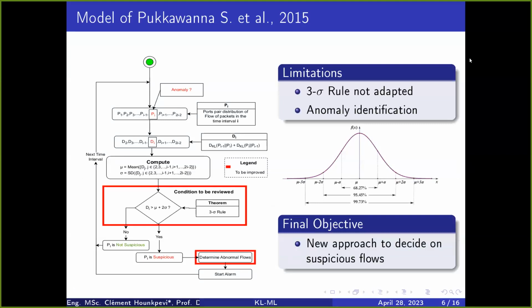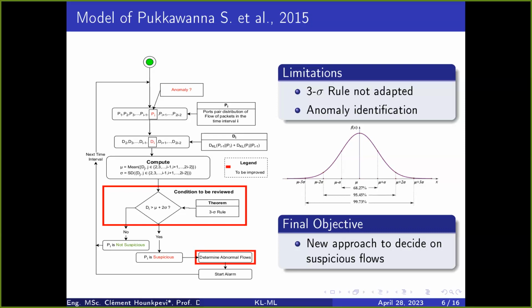They proposed a model that is described in the picture on the left side. We can't present all of it, but the most important thing is the rule called the 3 sigma rule, which they used in their model to find a threshold to say if the time interval is suspicious or not. But this rule has some limitations, because the rule states on the right side that for a normally distributed variable, 99.7% of the values are between mu minus 3 sigma and mu plus 3 sigma.